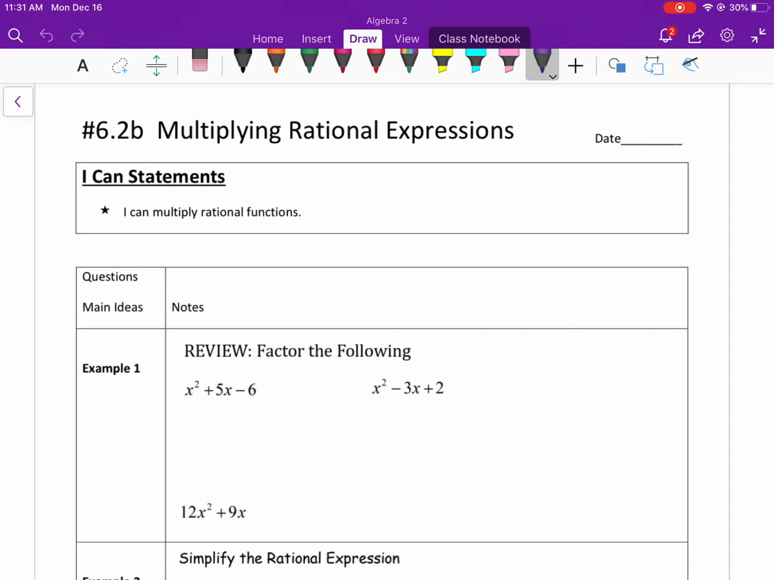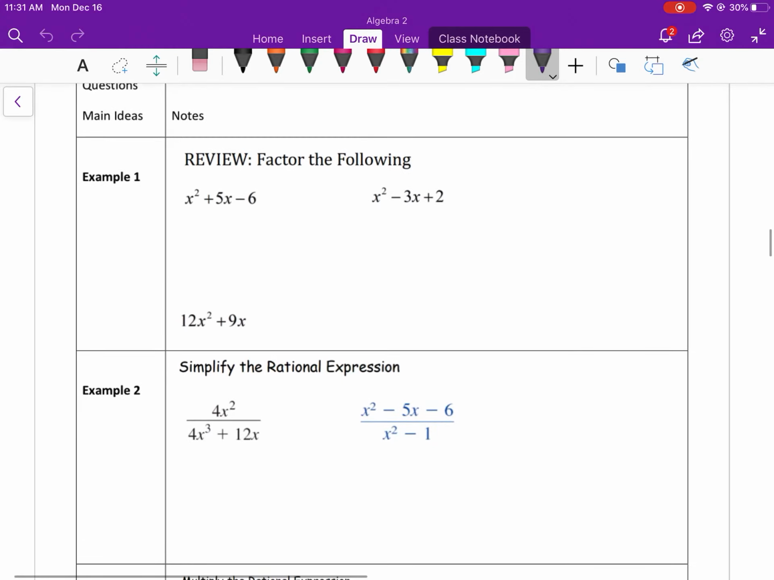Today I'm going to go through the notes for 6.2b, multiplying rational expressions. First, let's start with a few review factoring problems.